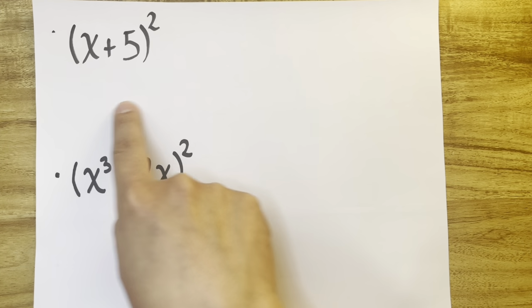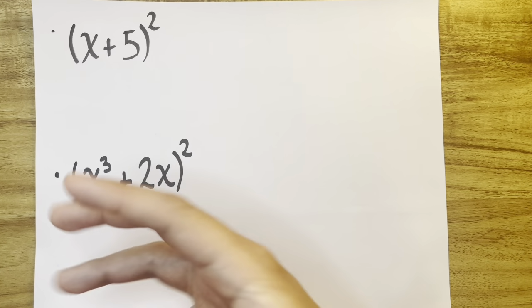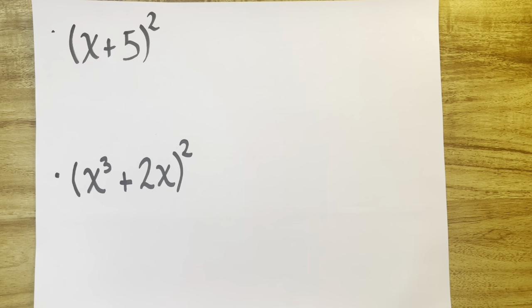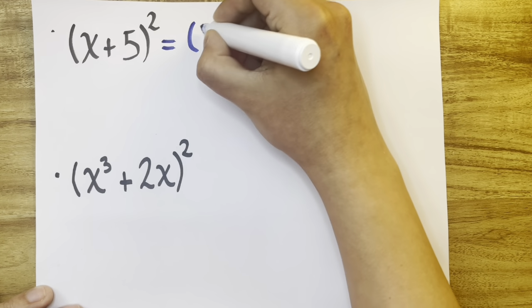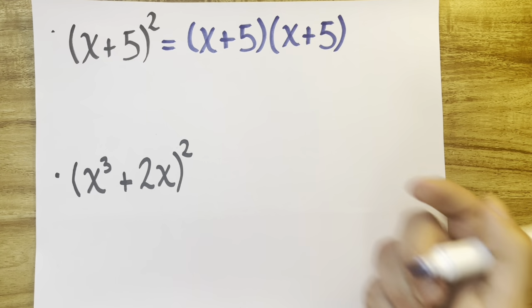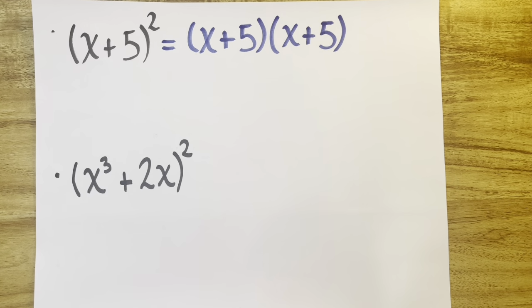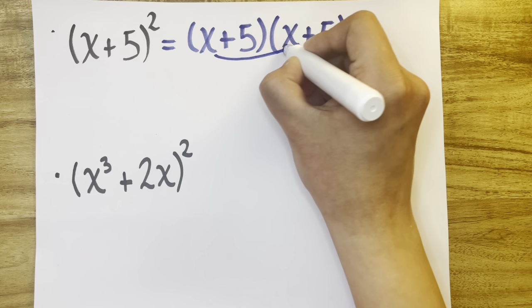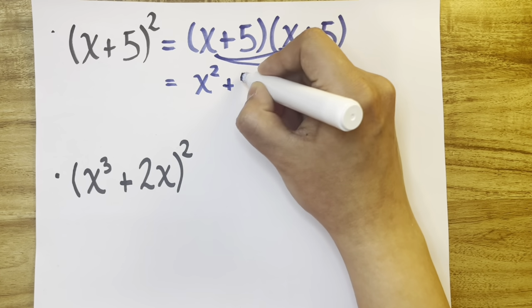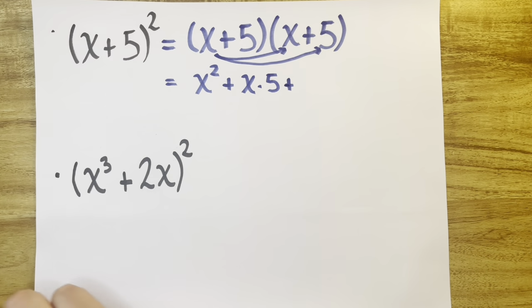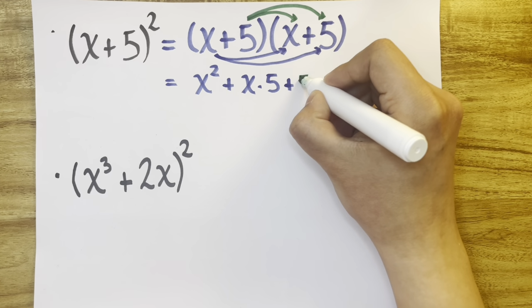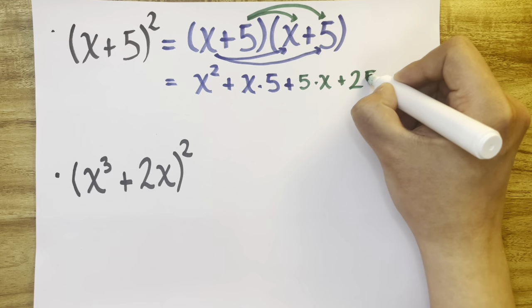Let's recall what this expression means. x plus 5 to the 2 means x plus 5 multiplied by itself 2 times. So this expression will actually be equal to x plus 5 times x plus 5. Now we can start distributing this. So we have x times x plus x times 5, that is x squared plus x times 5. And now distribute the 5. 5 times x plus 5 times 5. That is 5 times x plus 25.